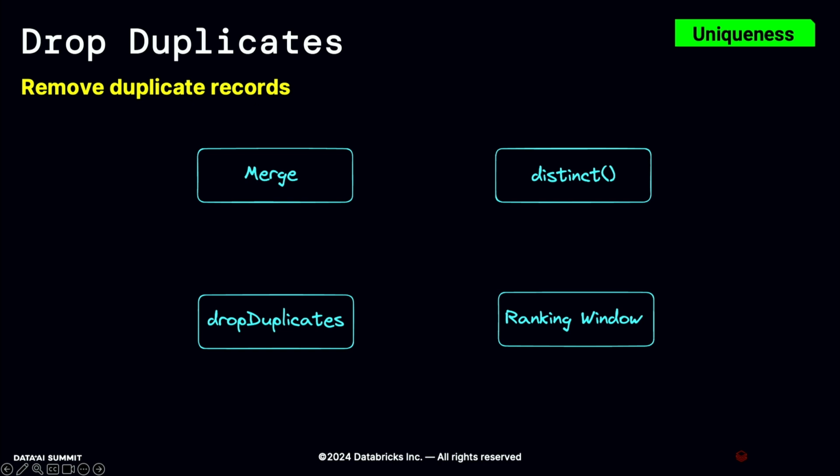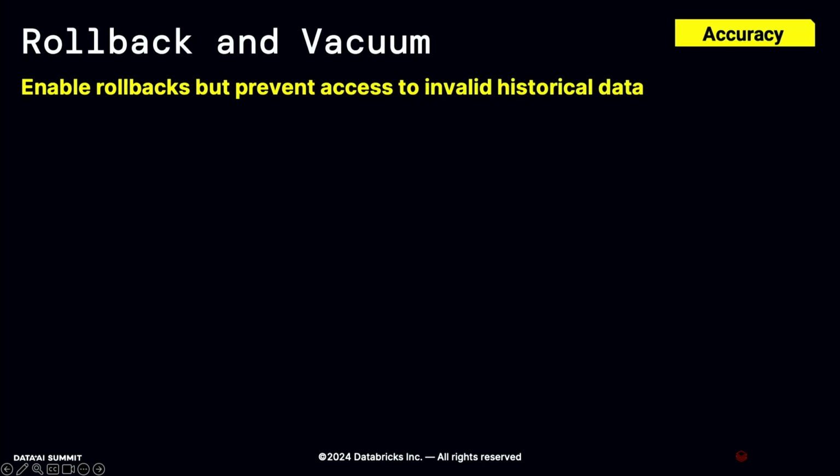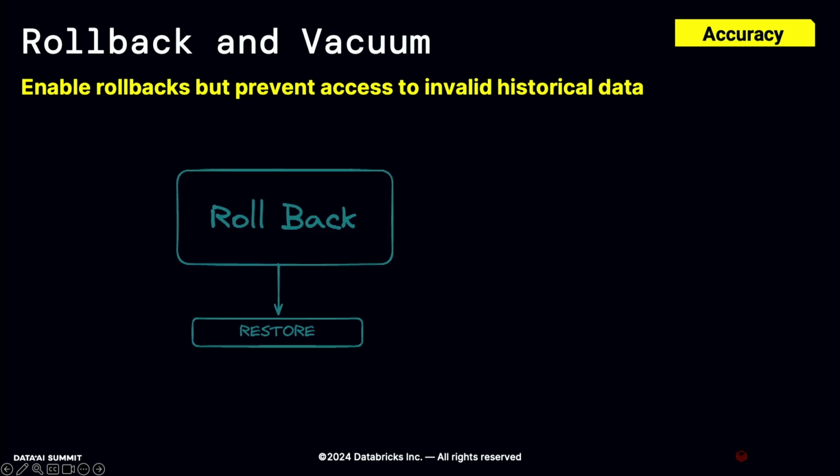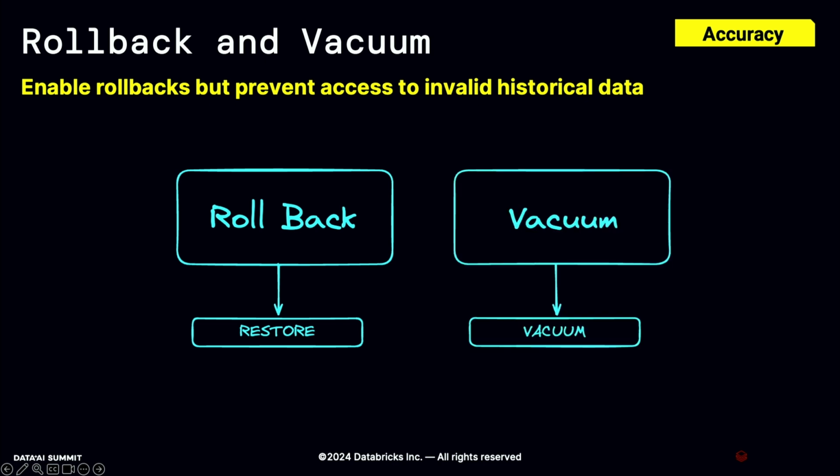With rollbacks and vacuum, these are gatekeeping mechanisms. If you have accidentally written an inaccurate record, you can roll back to the previous version. If you have a situation where you had inaccurate records in the history of the table and you want to prevent your users from reading those, you can do a vacuum of your Delta table so that any data consumers cannot read the previous versions that might contain inaccurate data.